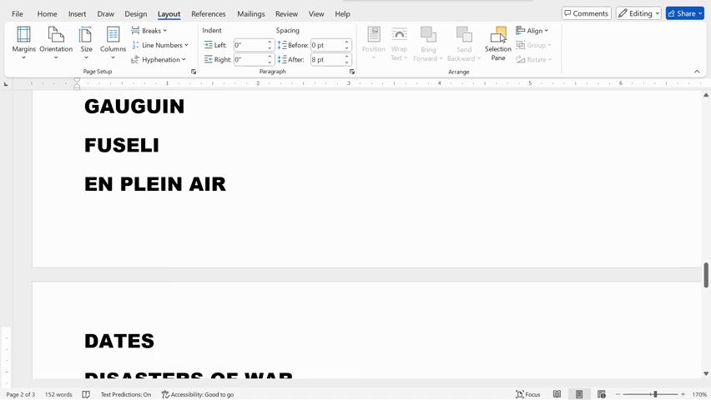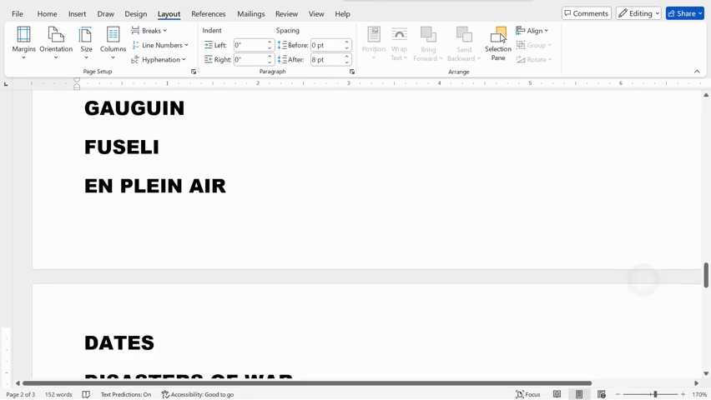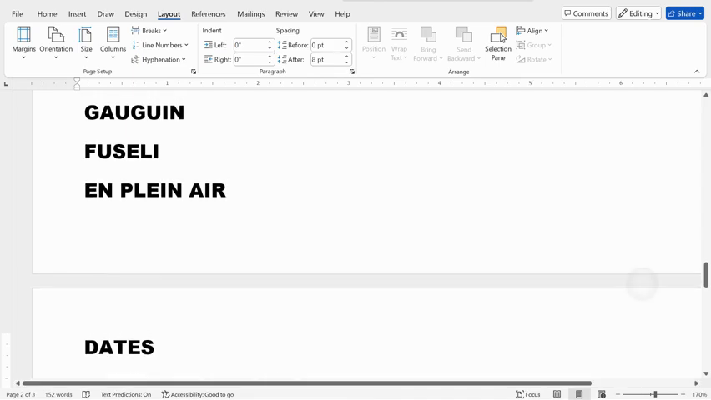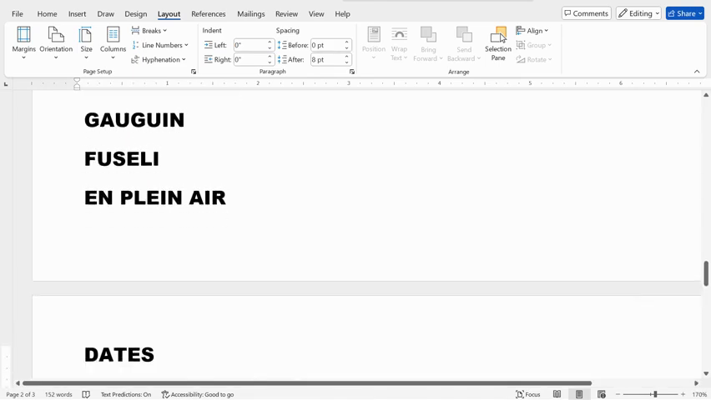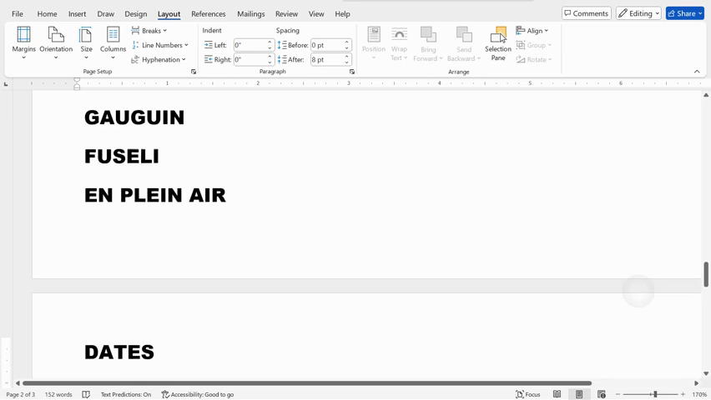All right, Gauguin, you should know his art. You should be able to identify a Gauguin when you see one.